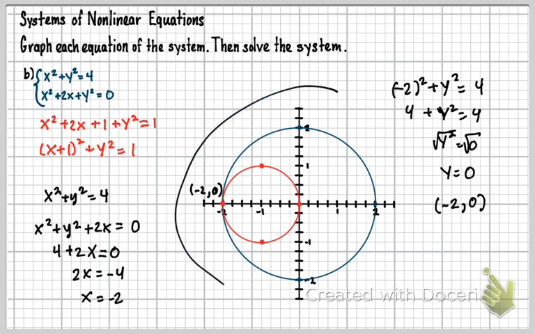So first we graphed it like we were supposed to. And then we solved the system. And we found out exactly what that point was. And there's only one here. So that's our answer.